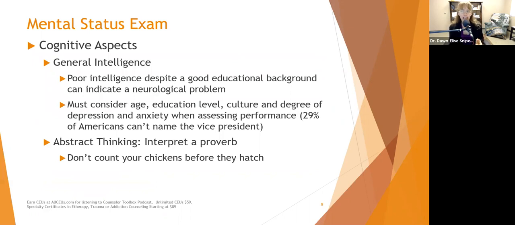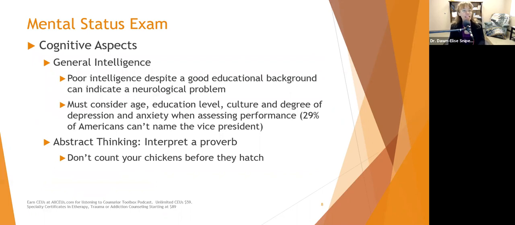You need to consider age, education level, culture, and degree of depression and anxiety when assessing performance on certain general intelligence tasks. For example, 29% of Americans can't name the vice president. Okay, so we want to make sure that we're asking a question that most people actually know, like what month is Christmas in? Make sure when you're asking the questions that the person has a chance of having the answer.